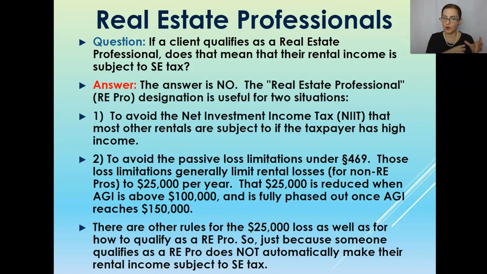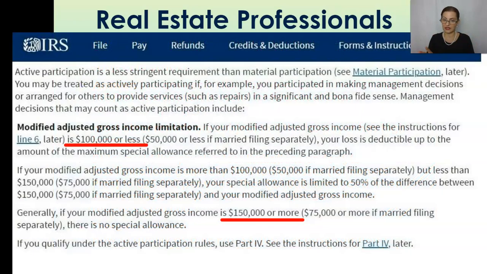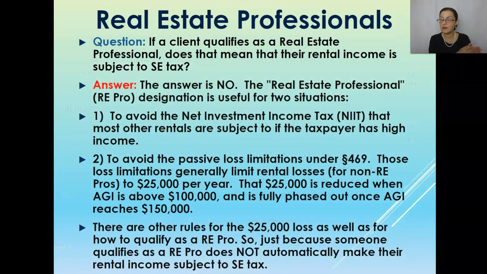Now, you can also avoid the passive loss limitations where the losses are limited to $25,000 per year. For non-real estate pros, that $25,000 is reduced once AGI is above 100,000 and is fully phased out once AGI reaches 150. I think you need to know these thresholds for the test. You need to know about the $25,000 rental loss allowance, and you also need to know about the AGI phase-out thresholds for rentals. Here on this slide, and in IRS Publication 527, there's tons of examples in there too, and in the book.